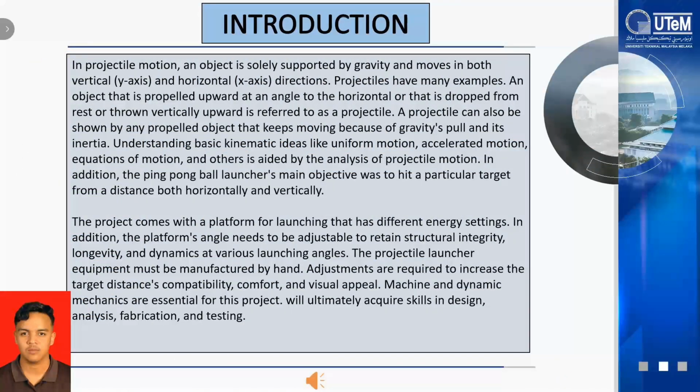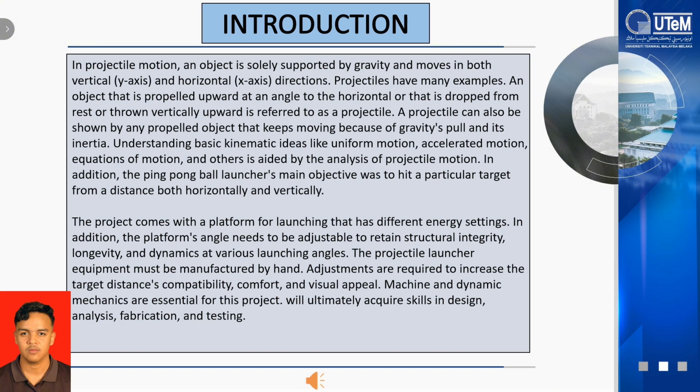In projectile motion, an object is solely supported by gravity and moves in both vertical, the y-axis, and horizontal, the x-axis, directions. Projectiles have many examples. An object that is propelled upward at an angle to the horizontal, or that is dropped from rest or thrown vertically upward, is referred to as a projectile. A projectile can also be shown by any propelled object that keeps moving because of gravity's pull and its inertia.